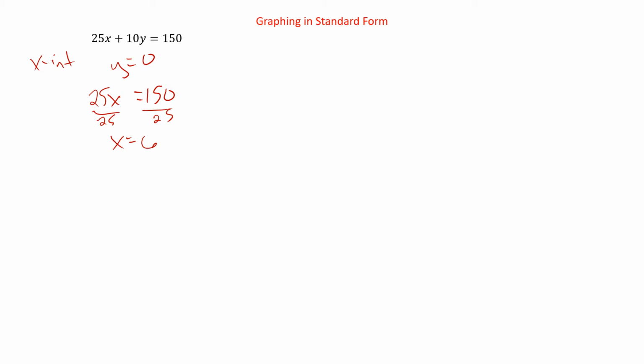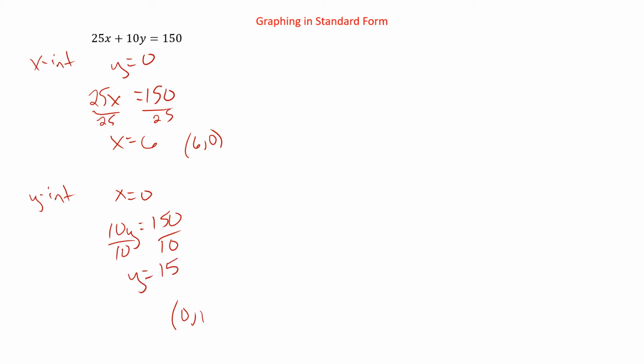So that's the x-intercept, and we can find the y-intercept, which is what we find in slope-intercept form. That is when x equals 0. So the x-intercept would be the point 6, 0. The y-intercept will be the point 0, comma something. We make x equals 0, so 25 times 0 is 0. We're left with 10y equals 150. Divide by 10, y equals 15. So this point would be 0, 15. We have 2 points. All it takes to graph a line is 2 points.